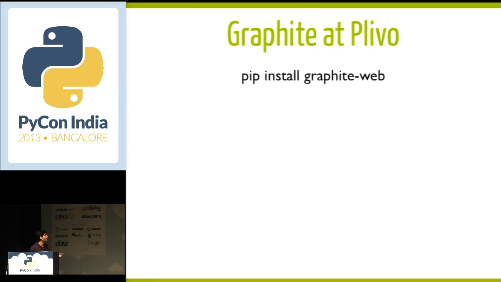So Graphite is as easy as doing a pip install graphite-web. You can go ahead and install it, and it creates the Graphite server. It will also create the Carbon daemon. You need to go and configure Carbon, which is at the default port 2003, and start sending data to Graphite.